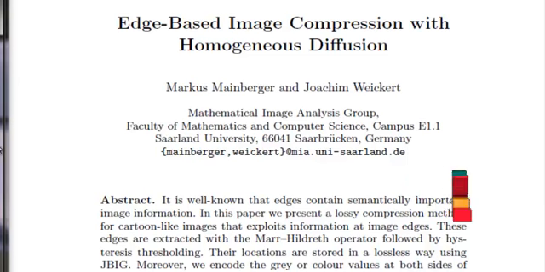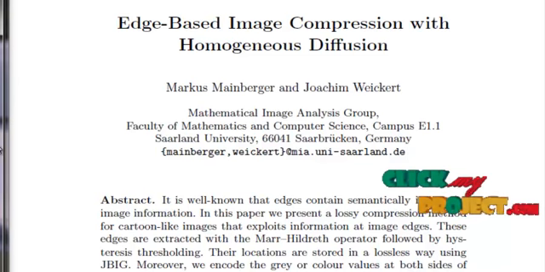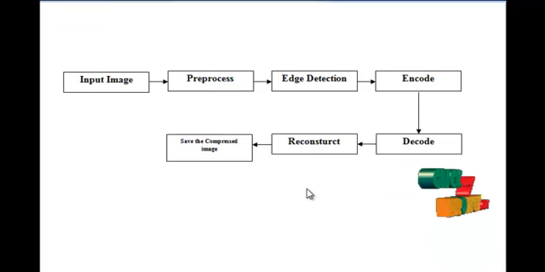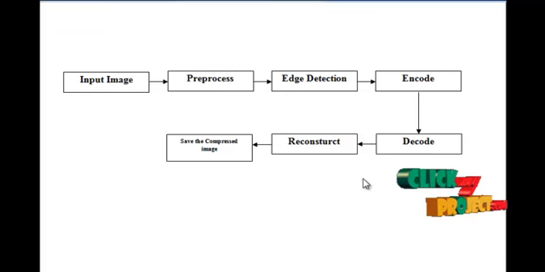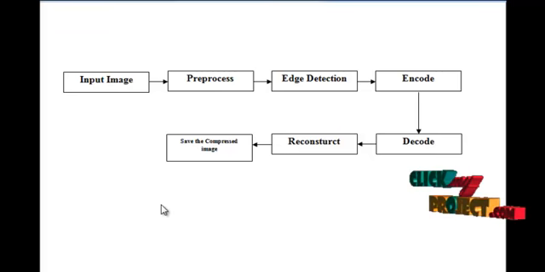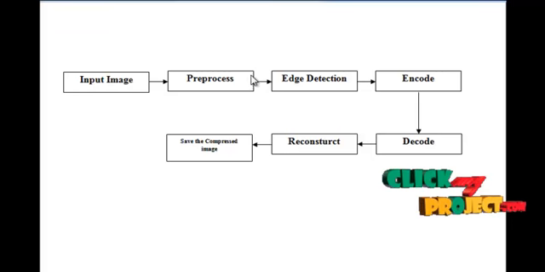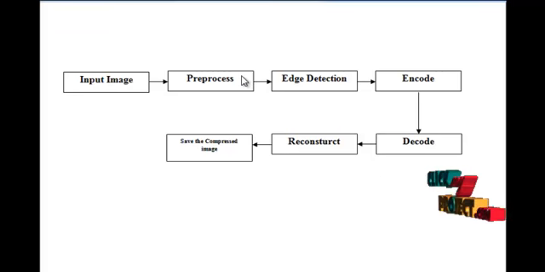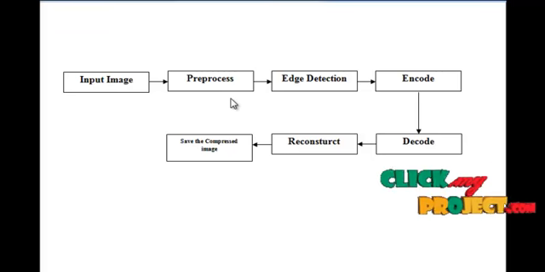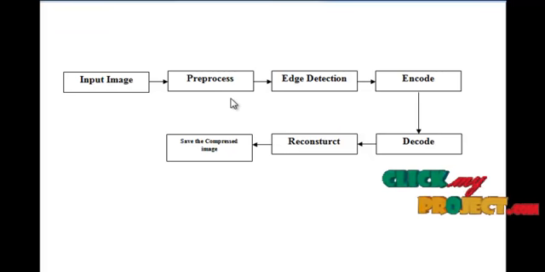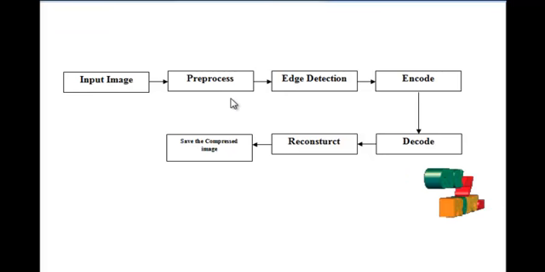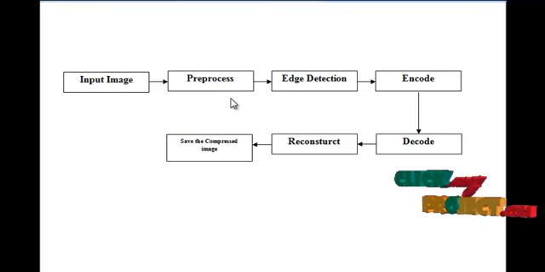Edge detection is an image processing technique for finding the boundaries of objects within images. This is the flow diagram for our proposed system. In our proposed system, first we give the input image to be compressed. That input image goes to the preprocessing step. In the preprocessing step, we use a Gaussian filter to reduce the noise in images, because any noise in the image affects the compression process. So we remove the noise using the Gaussian filter, and then the noise-removed image goes to the edge detection process.